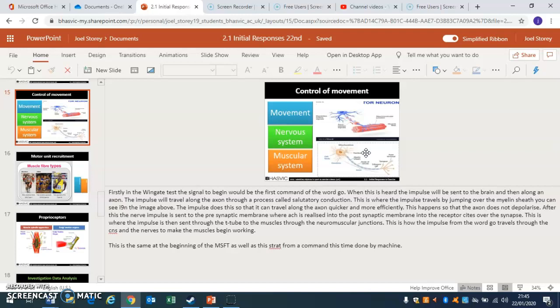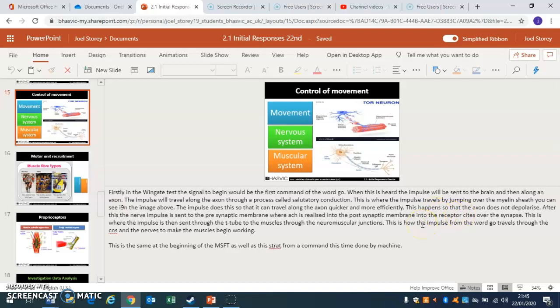This is done by jumping over the myelinated sheath, which is there to insulate the axon, however does slow down how quickly an impulse can travel along an axon. This happens so that the axon does not depolarize. After this, the nerve impulse is then sent to the presynaptic membrane, where ACh is released over the synapse into the postsynaptic membrane and then into smaller receptor sites.